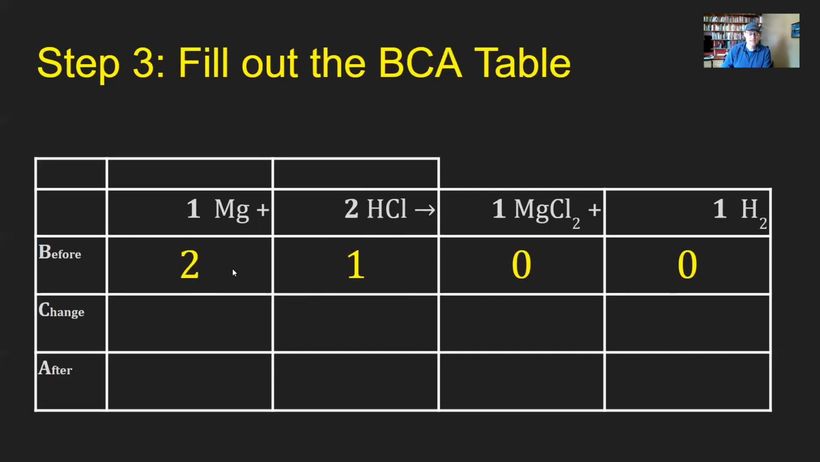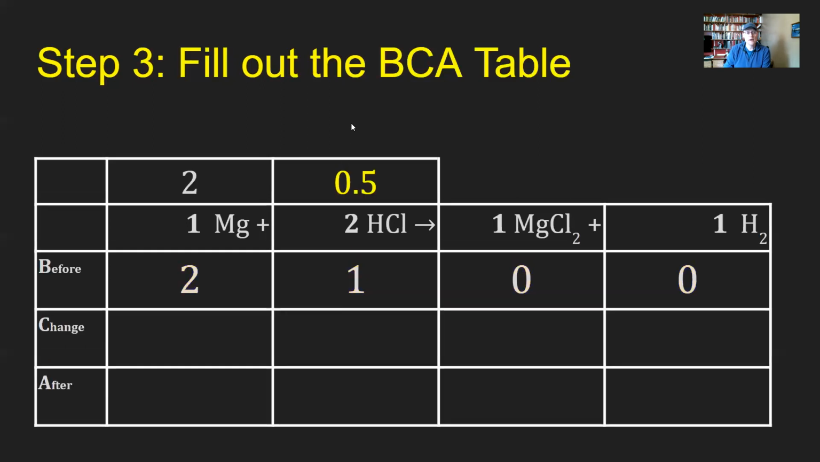Now, how do we fill out the rest of the BCA table? This is going to work the same way that we were doing last week. You take the 2 and you divide it by the coefficient of the balanced equation, and you get a number. You take 1, you divide it by 2, and you get the ratio. That way we can compare those ratios. You'll notice that I now have 2 and 0.5. Out of those 2 values, the 0.5 ends up being the smaller one. Based off of that, we should be able to use that 0.5 and fill in the rest of the BCA table. Take a moment to fill in the rest of the BCA table.